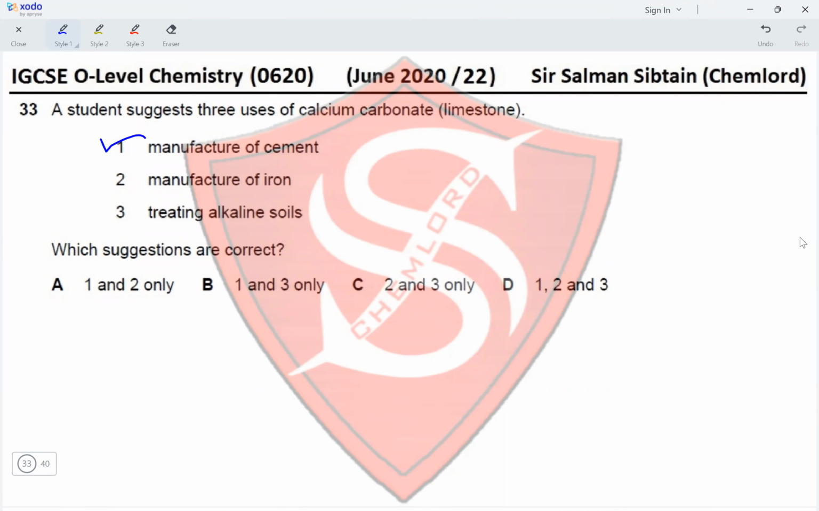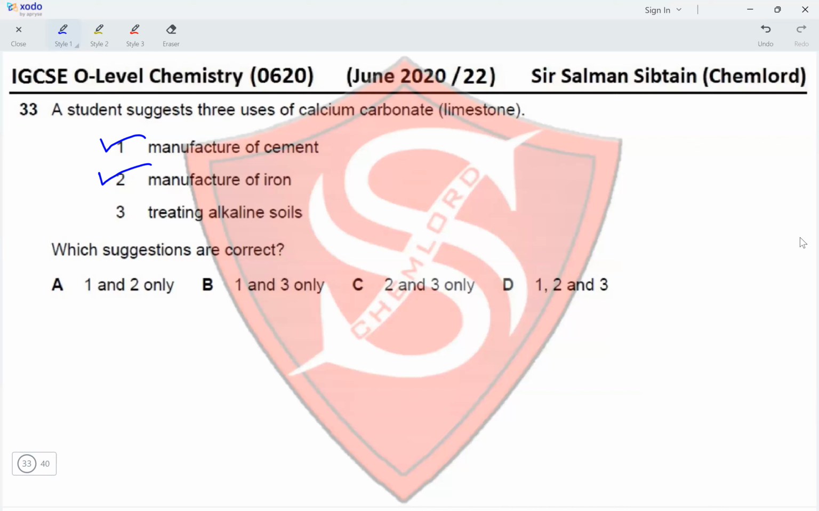Manufacture of iron, yes. Calcium carbonate is used to react with the acidic impurities, and this produces pure iron, and it also produces the waste material known as slag. So this is correct. Treating alkaline soil.